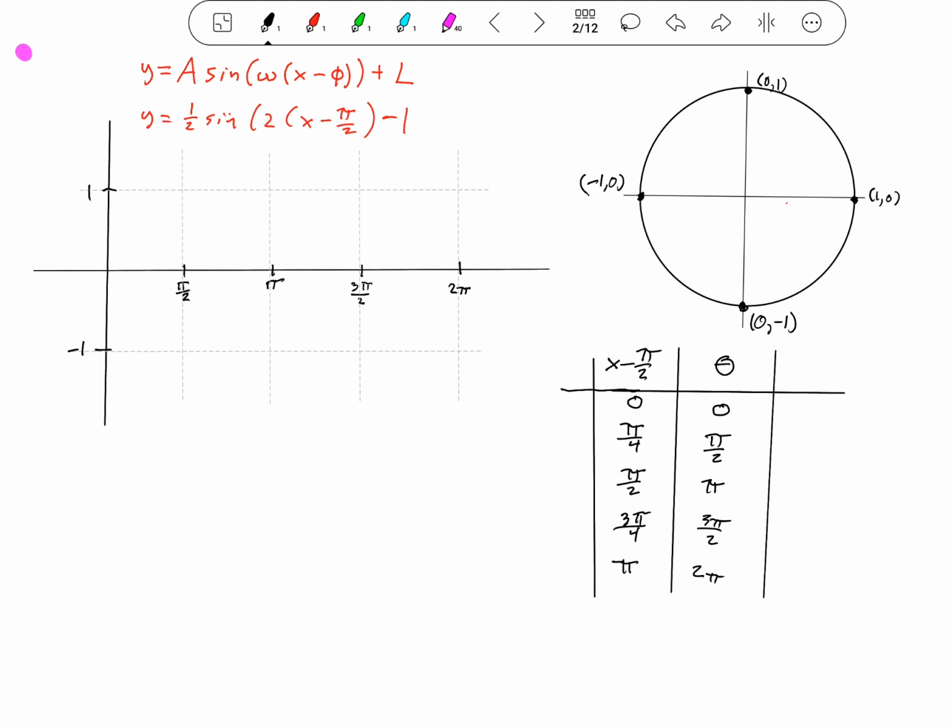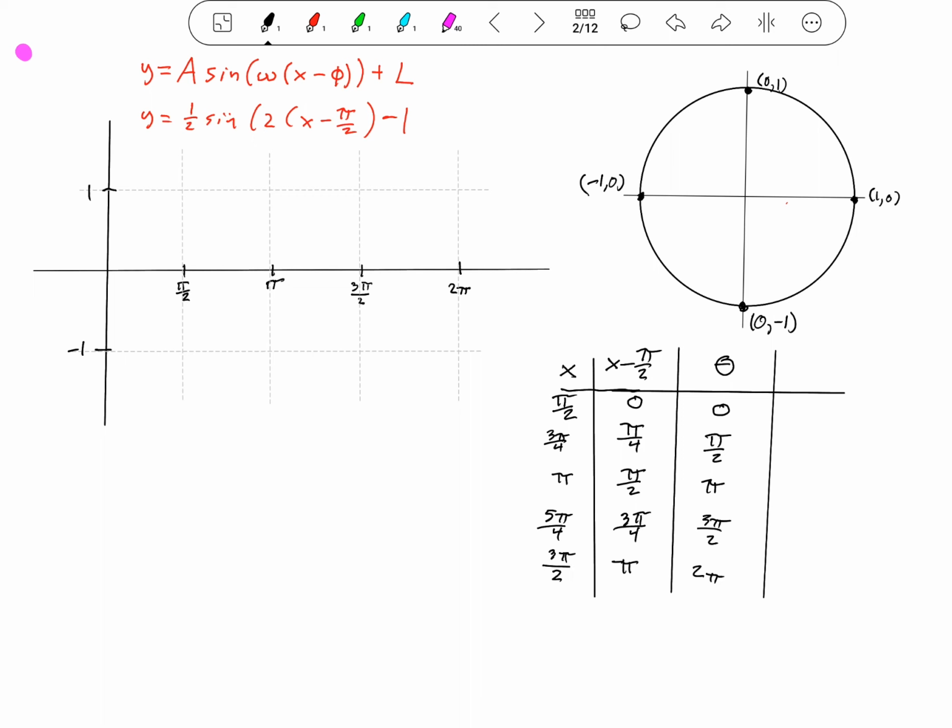But if x minus pi over 2 gives me these, then x must be pi over 2, and to get to pi over 4, my x must have been 3 pi over 4. To get to pi over 2, my x must have been pi. To get to 3 pi over 4, my x must have been 5 pi over 4. And to get to pi, my x must have been 3 pi over 2.